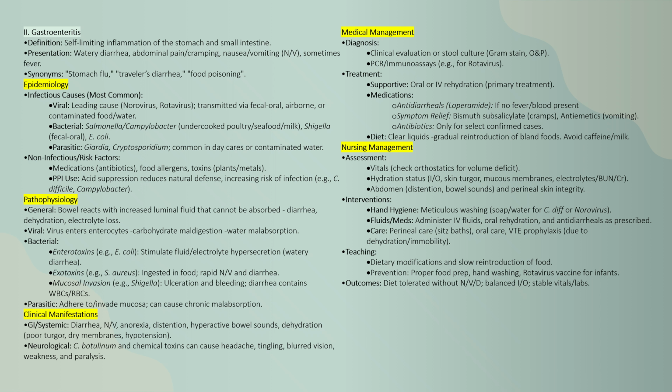Evaluating care outcomes: the patient consumes the prescribed diet without diarrhea, nausea, or vomiting. Intake and output are balanced and there are no further signs of fluid loss. Pain is managed and laboratory values and vital signs are stable. The patient can identify causative factors and demonstrate preventive behaviors. And that's it for gastroenteritis.